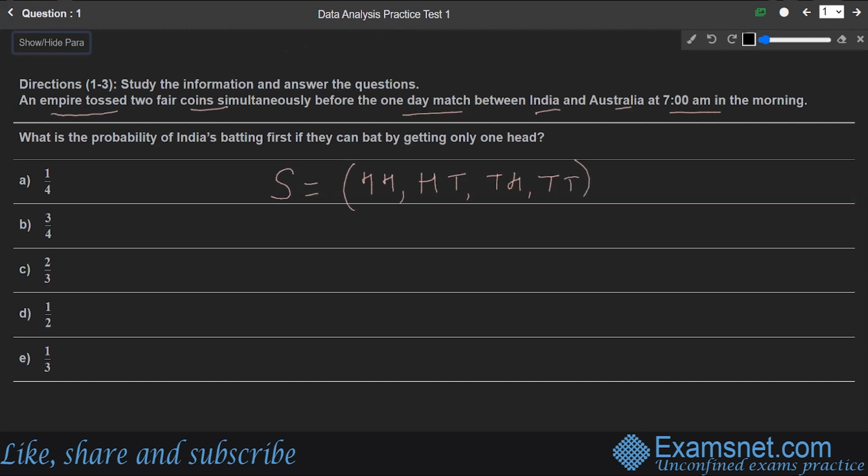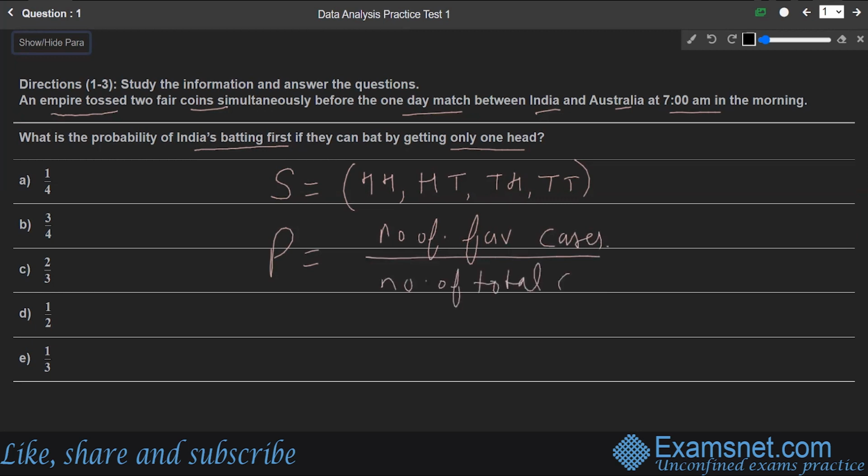He's asking for the probability of India's batting first if they can bat by getting only one head. So we have to just see the cases where there is only one head. Probability is always given by number of favorable cases divided by number of total cases. This is how the probability is given. So total cases we already know: 1, 2, 3, and 4. So divided by 4, obviously.